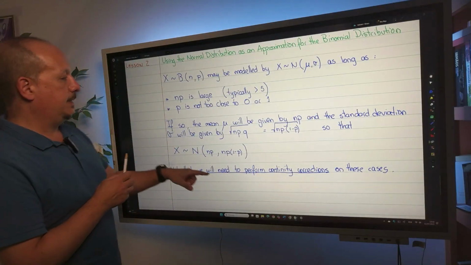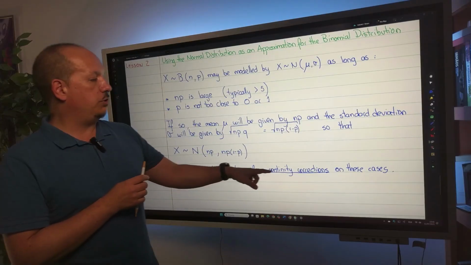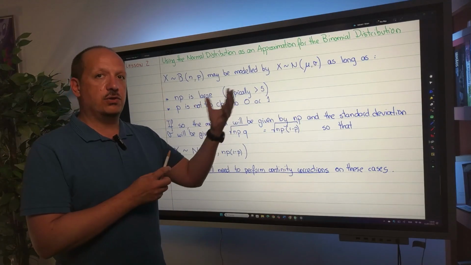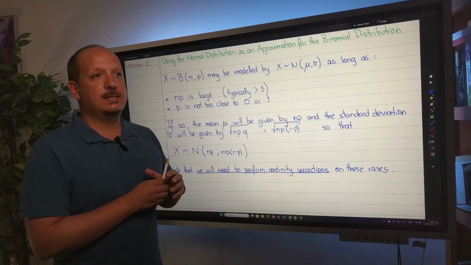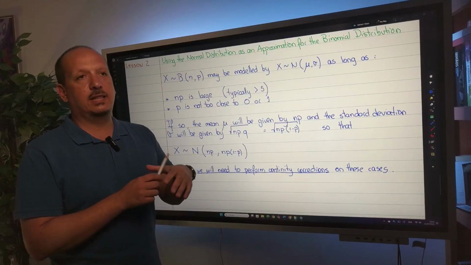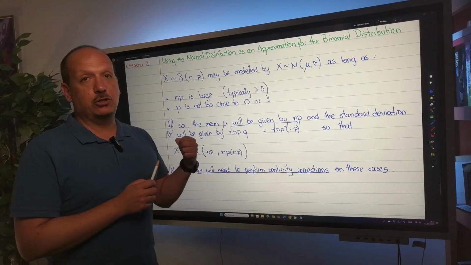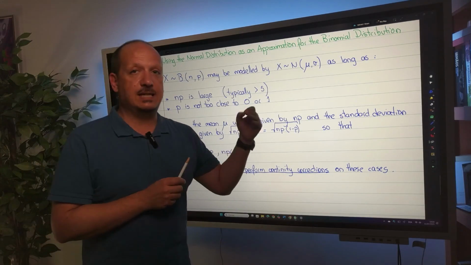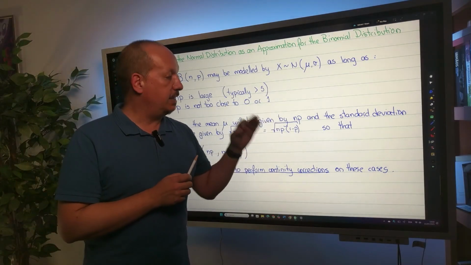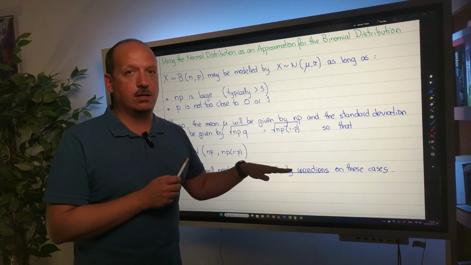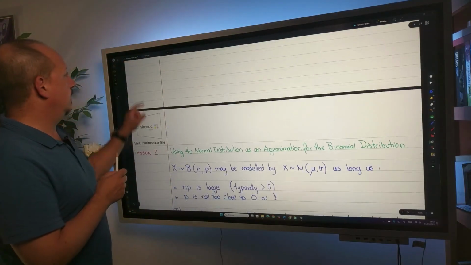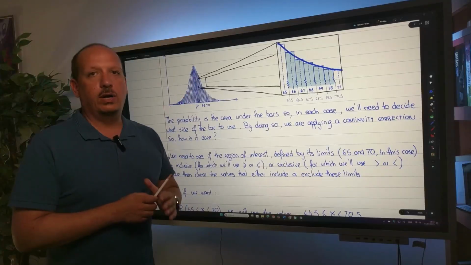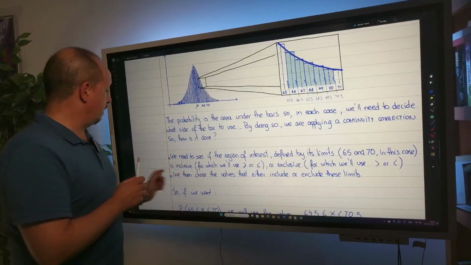Don't forget that you need to perform continuity corrections. The binomial distribution is discrete in nature, so you have to turn it into something that can be dealt with as a normal distribution. So everything that I mentioned in the previous lesson, the last part of the previous lesson, is going to be important in this context. Don't forget to look again at this when you're dealing with these types of questions.